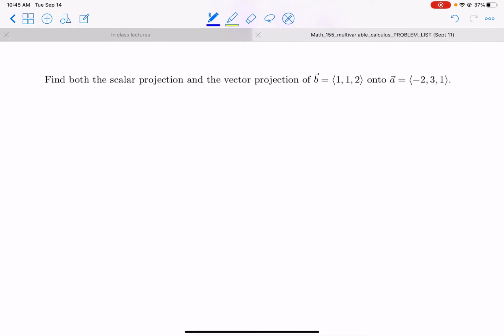Okay, hello everyone. Find both the scalar projection and vector projection of B onto A. Okay, so we're just going to have to interpret what these words mean. And also notice that they put B and A in these sort of angle brackets. And it really doesn't matter. They put little arrows over them.